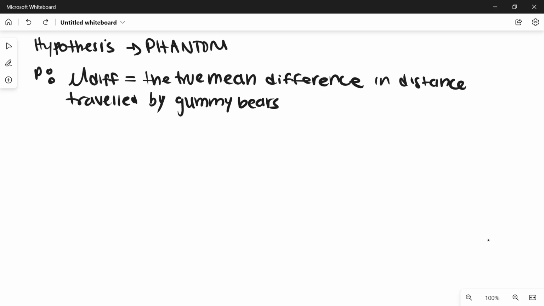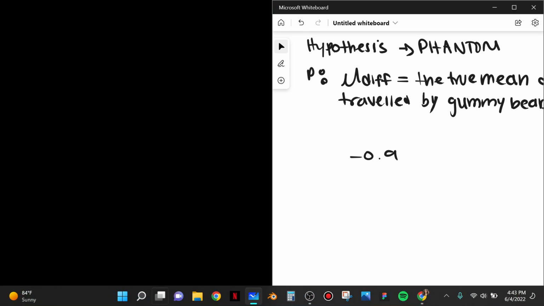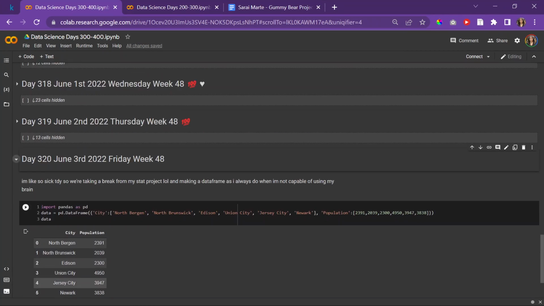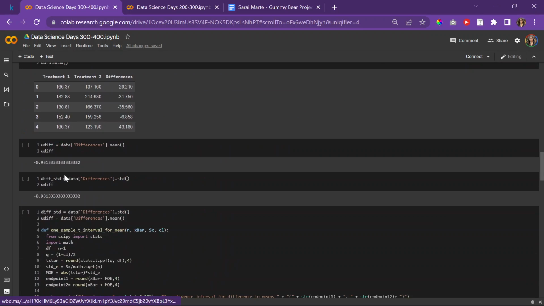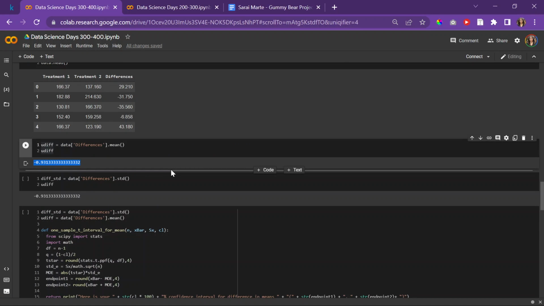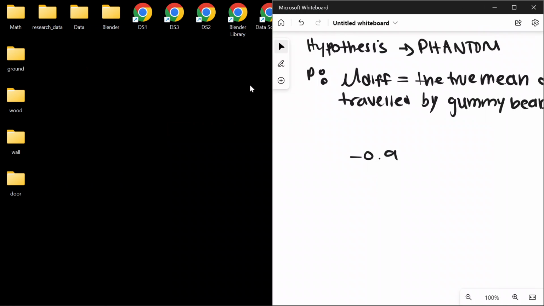So the parameter that we're trying to estimate is mu difference, the true mean difference in distance traveled by gummy bears. We already have the sample mean difference. I calculated it 2 days ago for the confidence interval. Let me just pull it up. The mean difference is negative 0.93133, repeating.